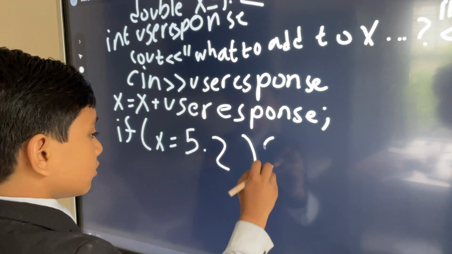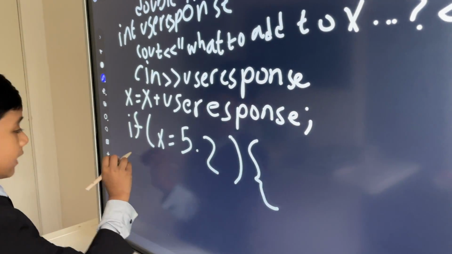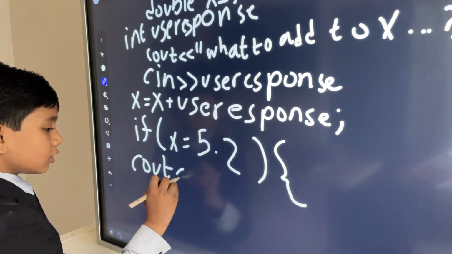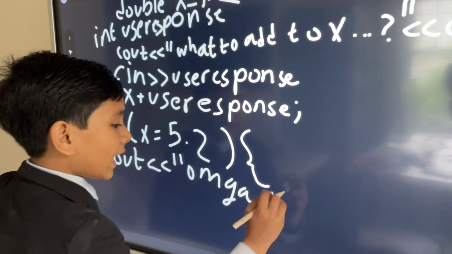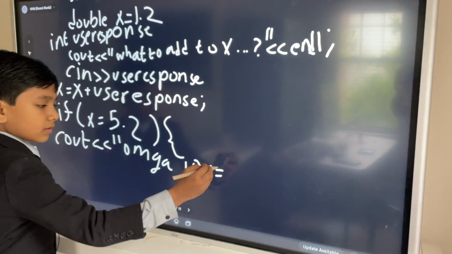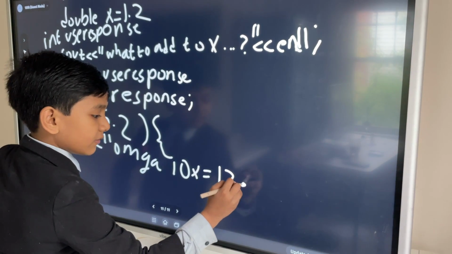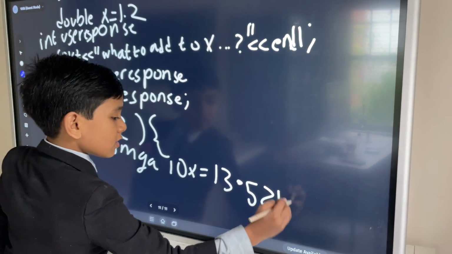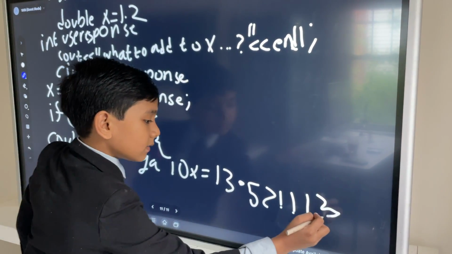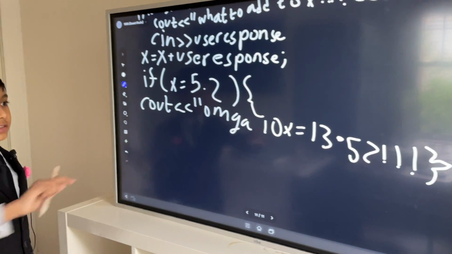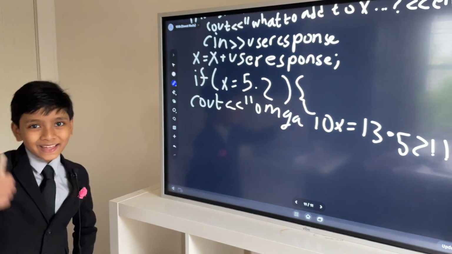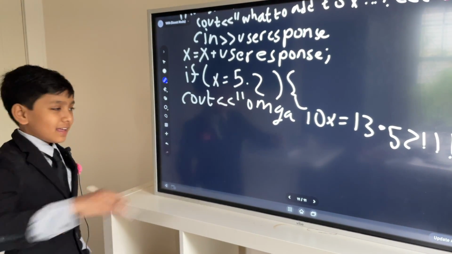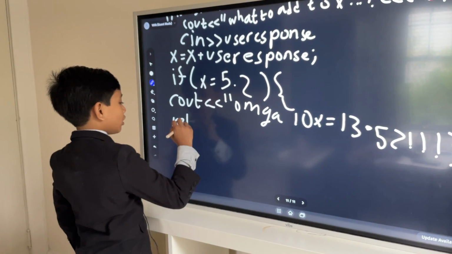Then we'll do this. cout x equals 13 times 52. Alright, so that is the end of our spectacular program.